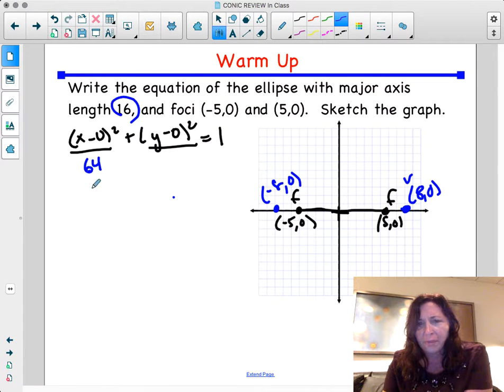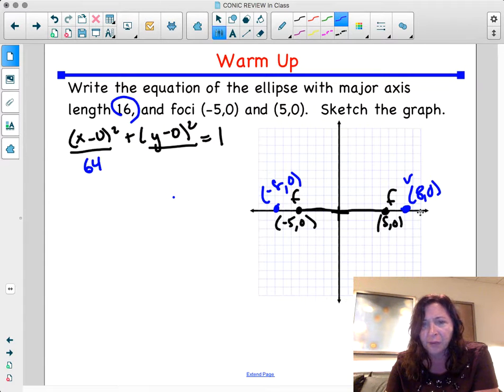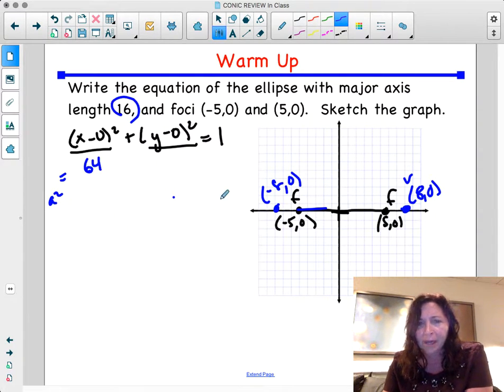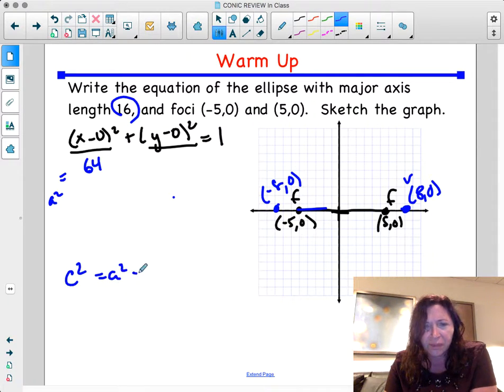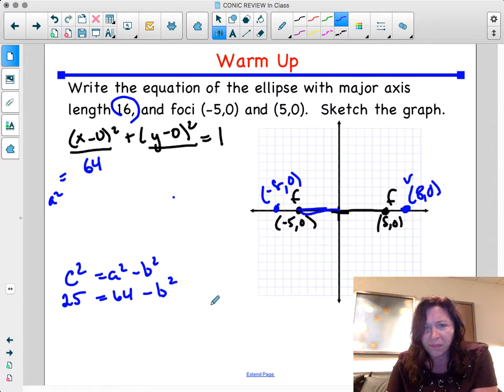Now, because my focal points are on my major axis, that means that my major axis is the x-axis, and therefore that makes this a squared. So a is always greater than b with an ellipse. What we also know is that c squared is equal to a squared minus b squared. c is the length here, so c is 5. So that means 25 is equal to 64 minus b squared.